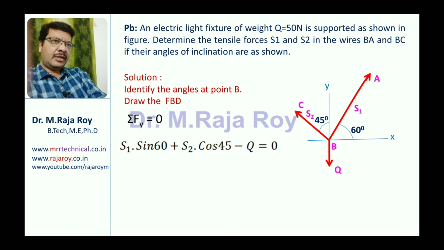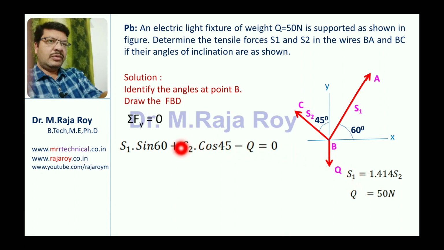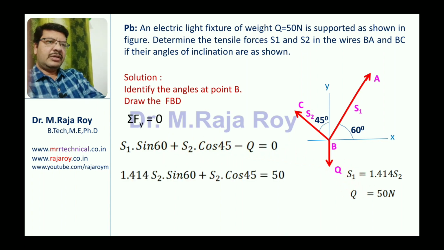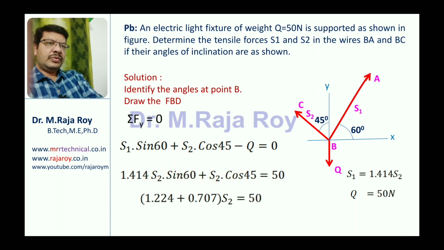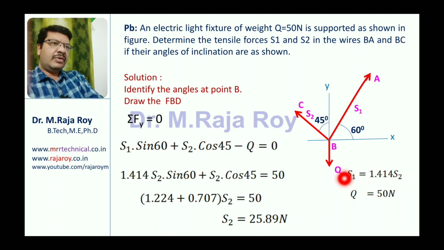Okay. Now you can simplify this. S1 value you can substitute. Already we have determined the S1 value and Q value are known. Those two you can substitute here. Once you substitute it in the entire equation, the unknown parameter is S2. Then solve for S2. So just take S2 as common here, and on the other side you will get 50. S2 equal to 50 divided by this value, then that will be around 25.89 newtons you will get. In this way very easily you can get S2. Once S2 is known, you substitute that S2 value here, then automatically you will get the S1 value.